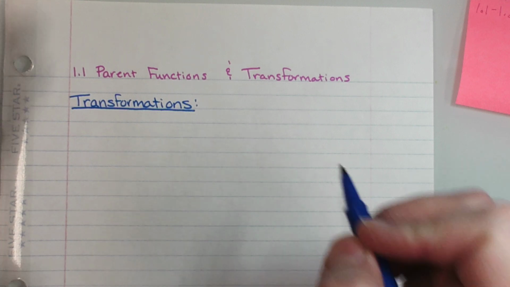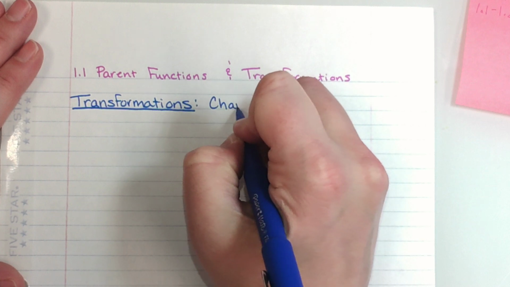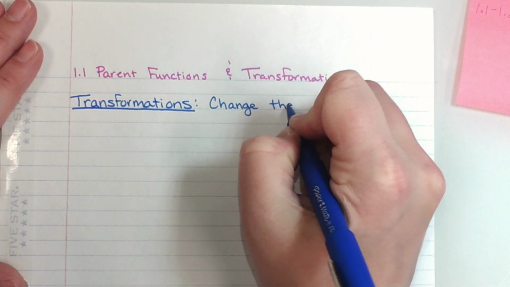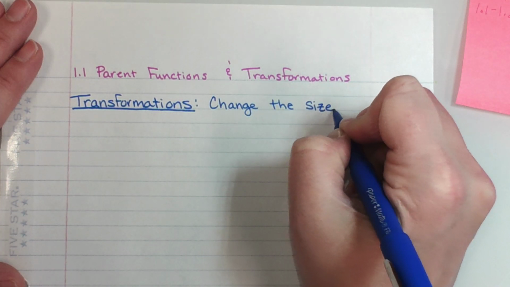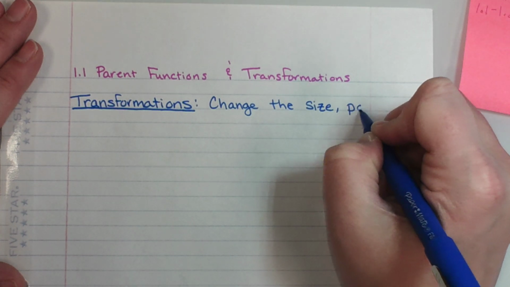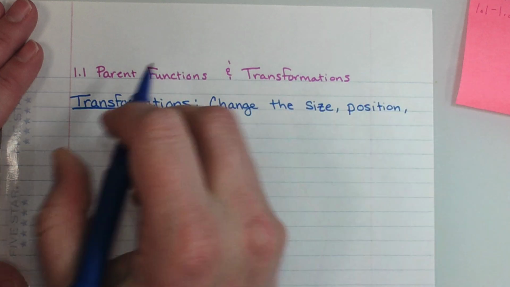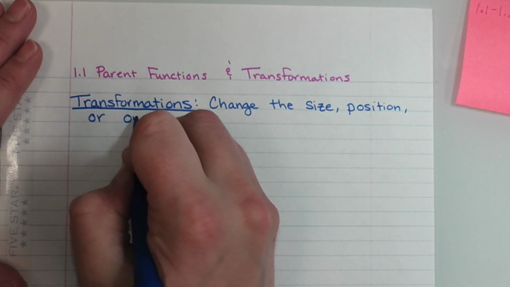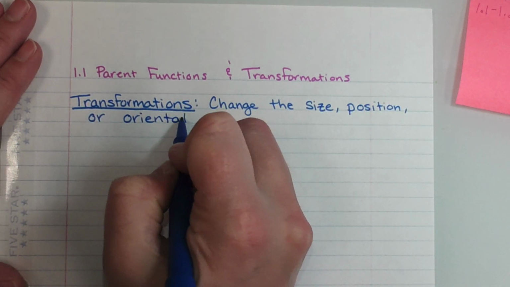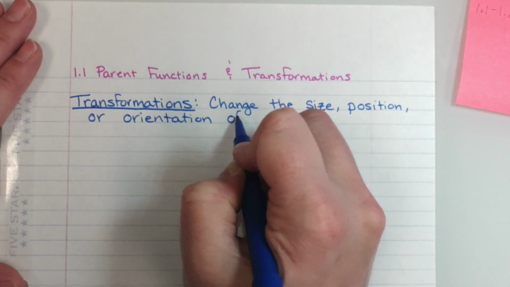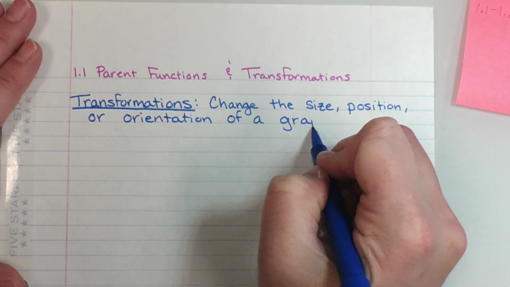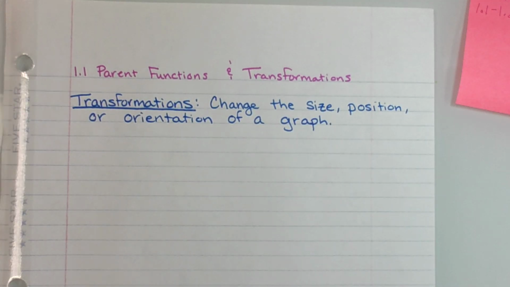A transformation is when you change the size, the position, or the orientation of a graph. You make it bigger or smaller, move it up, down, left, right, or you flip it over something. That is essentially what those three things are.